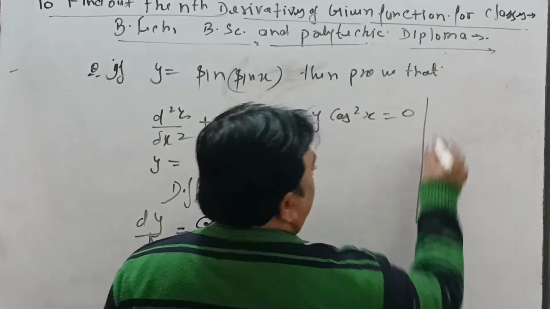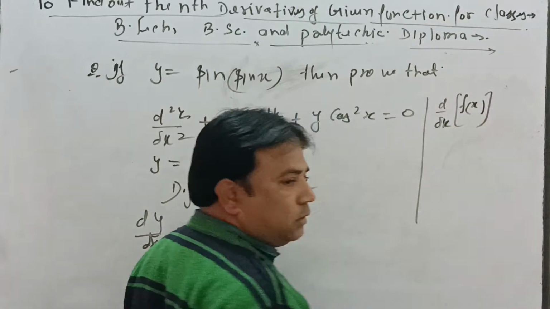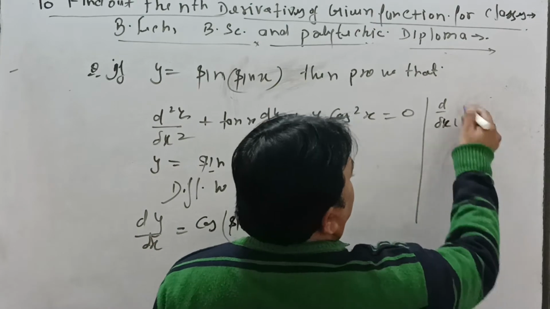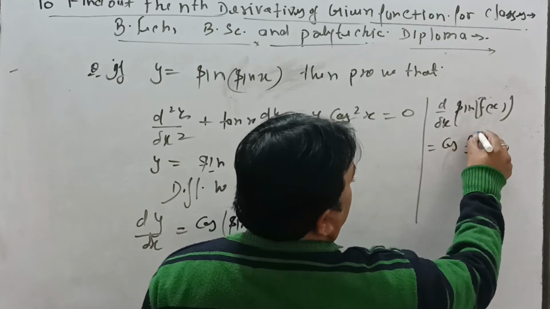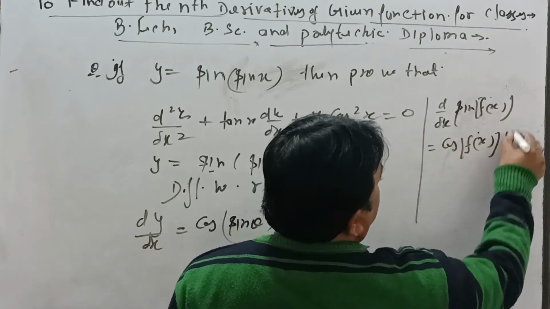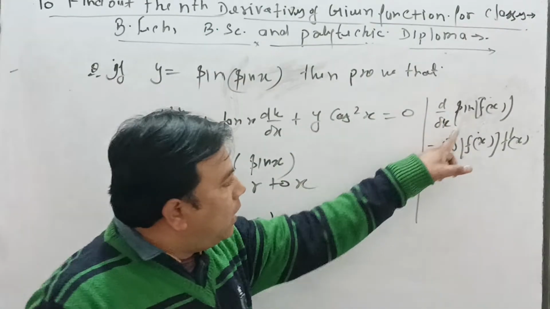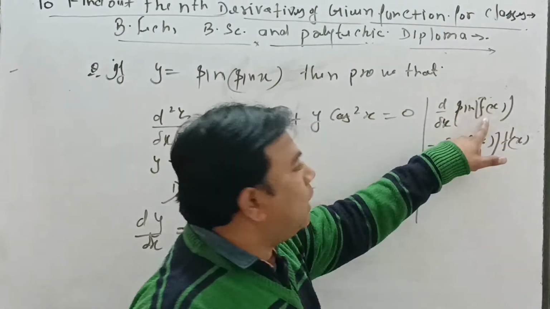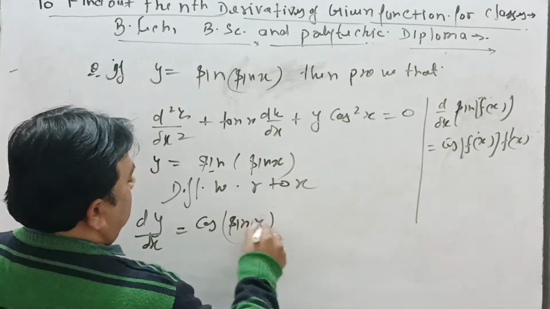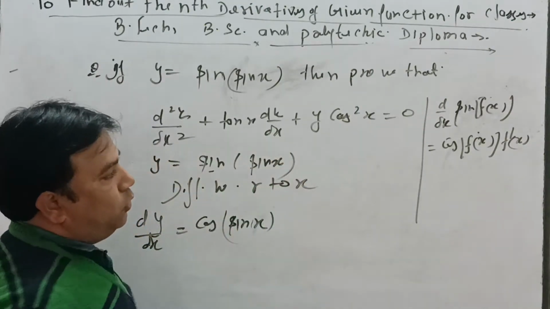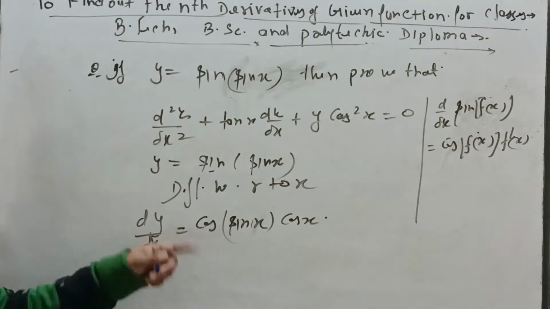Again, you write the formula for the derivative of sin f of x: it is cos f of x, and again the derivative of f, that is f dash of x. We discussed the formula d over dx of sin f of x, where in place of theta there is any function. Here the given value is sin x, so differentiating sin x gives cos x, that is dy over dx.